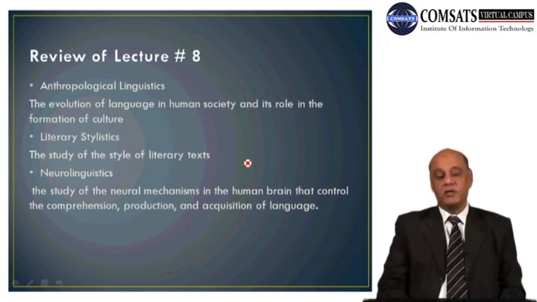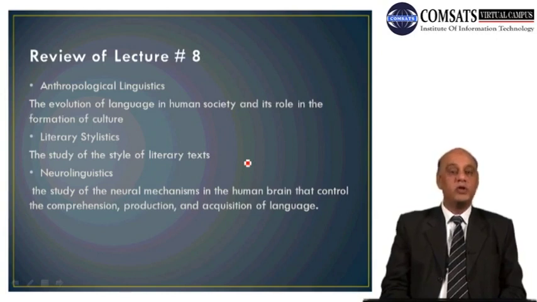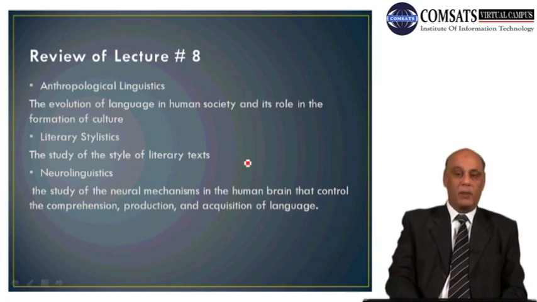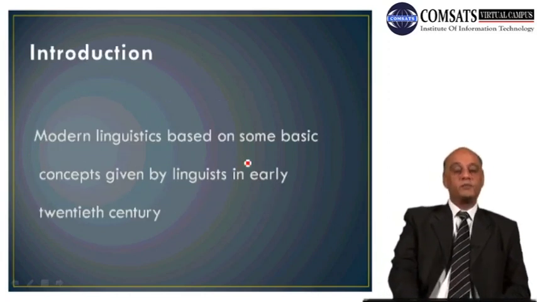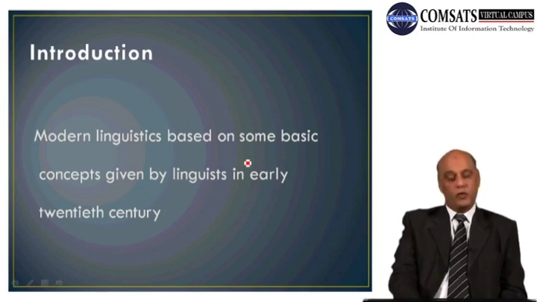Then we talked about neurolinguistics, a comparatively new branch. This is the study of the neural mechanisms in the human brain that control the comprehension, production, and acquisition of language. So this deals with the thought process, the processes going on in the brain, and how the brain controls the comprehension of sounds, the comprehension of words, how some words are produced, and how the language is acquired, learnt by individuals, and how in turn the language is produced by people. So this is what we had about some of the branches of linguistics.